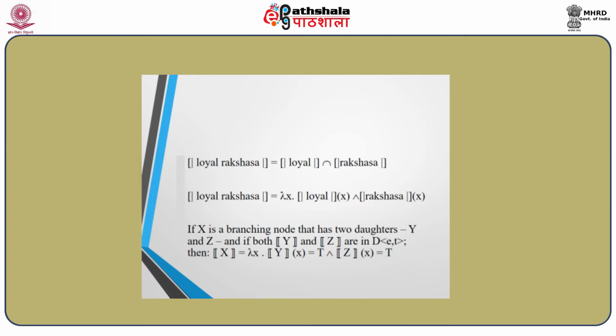So we say that if X is a branching node and has two daughters Y and Z, and both Y and Z are in the domain of things of type <e,t>, then the interpretation of X equals lambda x such that Y applied to x equals T and Z applied to x equals T. The above formula says that the properties denoted by Y and Z are combined to yield the property an individual has if and only if it satisfies both of them. The rule of PM derives the right truth conditional semantics for the following.